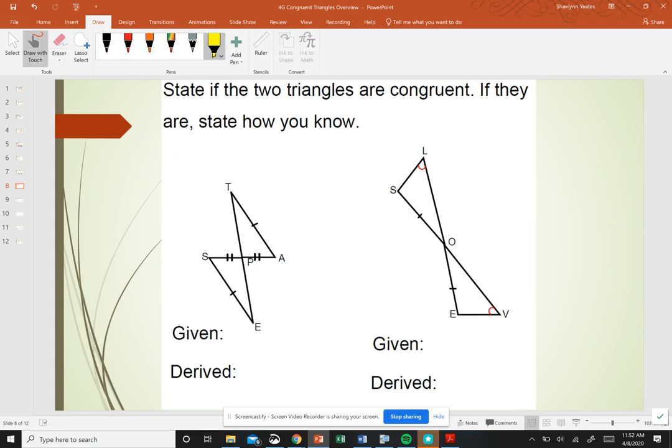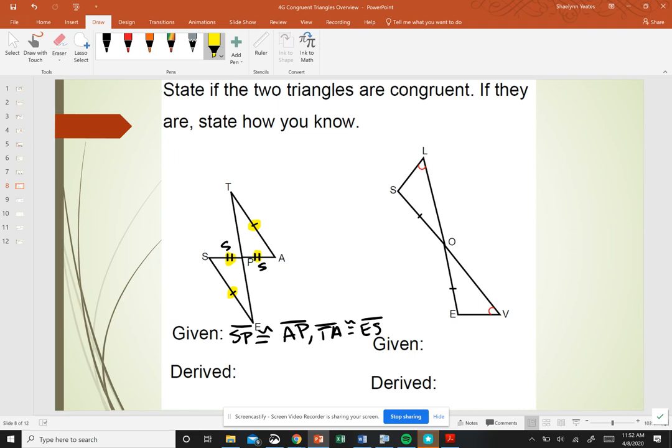All right, so hopefully you paused the video and gave it a try. If not, that's okay. You'll just keep following along with me. All right, so we've got SP is congruent to AP. I know because it told me. So here's a side. Perfect. Okay. I also know that TA is congruent to ES. I know that because of this little line right here.